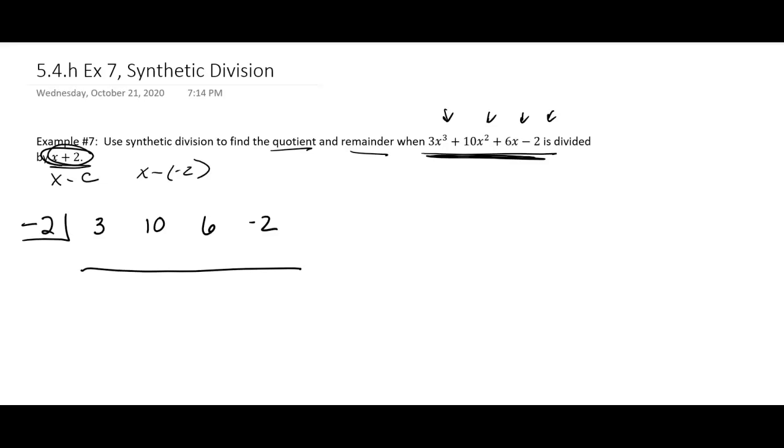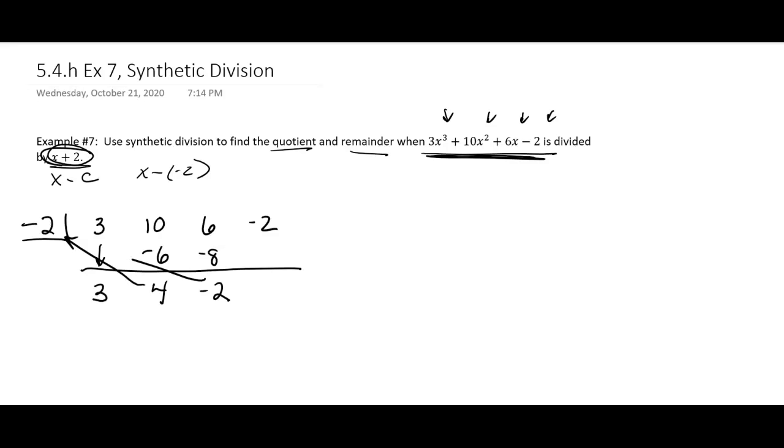Okay, the first term always comes straight down, 3. Then we start our multiplying. 3 times negative 2 is negative 6, and we scoot over a column. 10 and negative 6 is 4. Then we take the 4 times the negative 2, which is negative 8. Then we're going to add the 6 and the negative 8 to get negative 2.